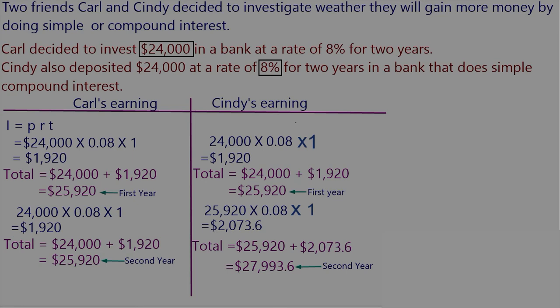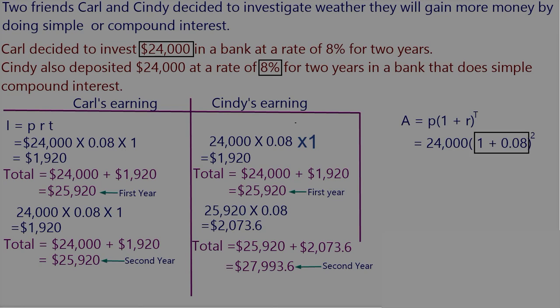To arrive at the answer much quicker, we could use the compound interest formula, which is the amount equals the principal times 1 plus the rate r in the bracket raised to the power of t, which is the time in years. We first need to work out what is inside the bracket, and we get 1.08 raised to the power of 2. 1.08 raised to the power of 2 is equal to 1.1664. And multiplying $24,000 by it equals $27,993.6.